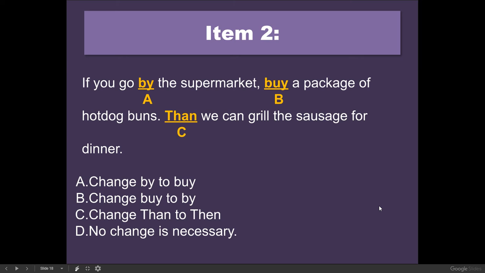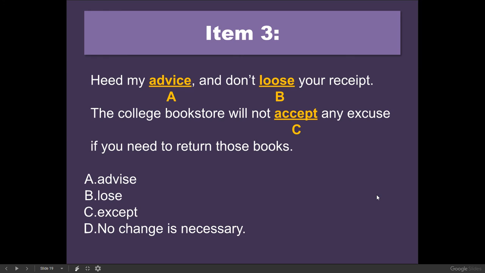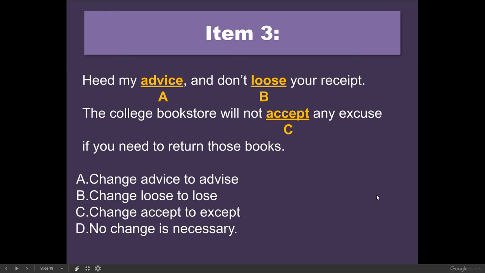If you go by the supermarket, buy a package of hot dog buns. Then we will grill a sausage for dinner. Okay, which one should be changed? Heed my advice and don't lose your receipt. The college bookstore will not accept any excuse if you need to return those books.